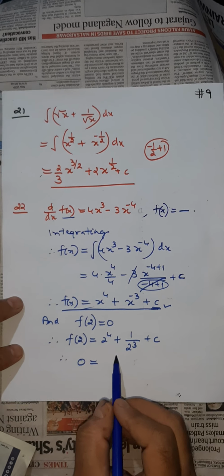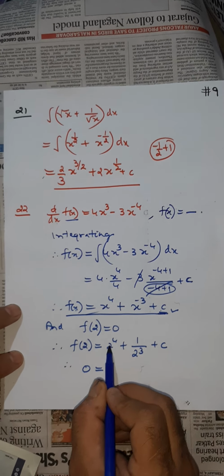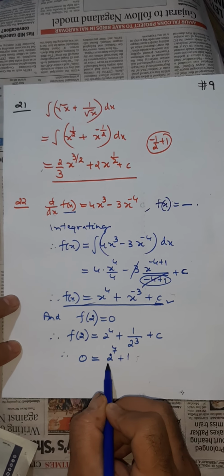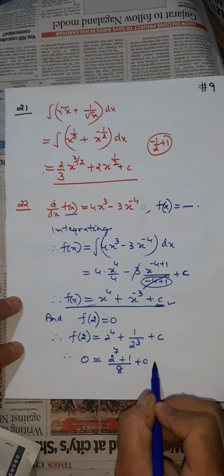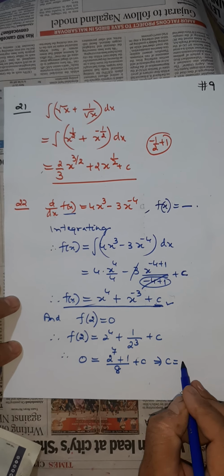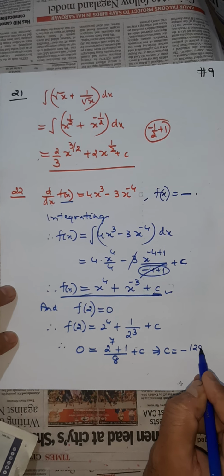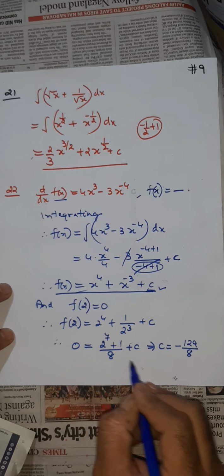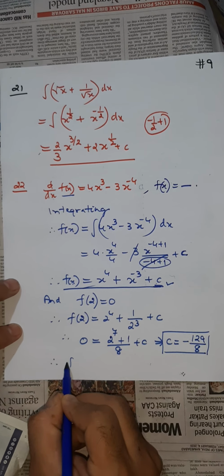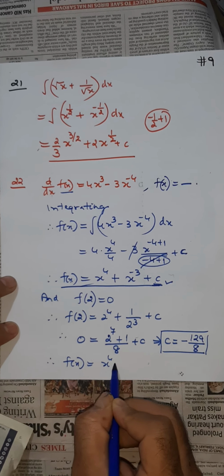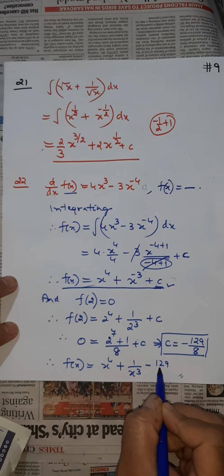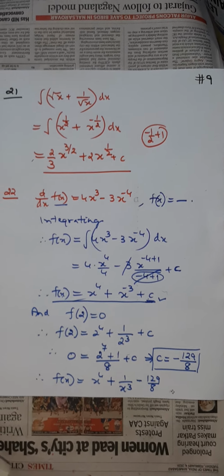That is 0. So here you will get, if I take LCM, 2 raised to 4 and 2 raised to 3, 2 raised to 7 plus 1 by 8 plus c. So what is c from this? That is here on the other side, this is 129 by 8. 2 raised to 7 is 128. So this is c. This c we are going to place here finally. So f x equals to x raised to 4 plus 1 upon x cube minus 129 by 8. This is your final answer.